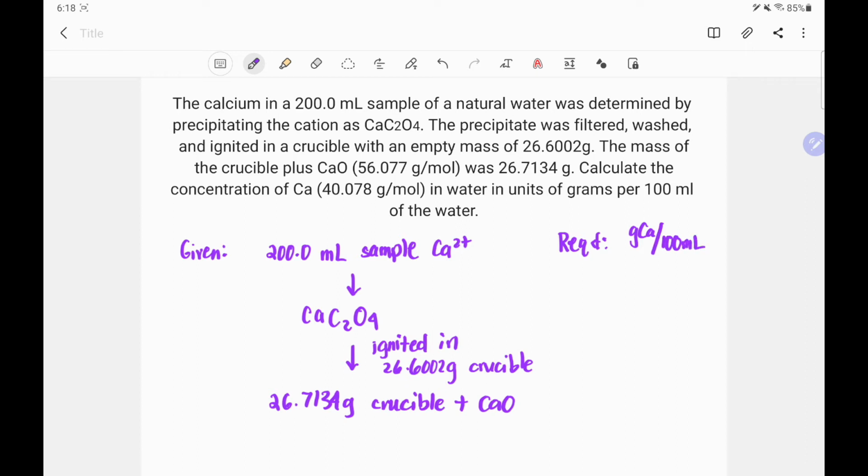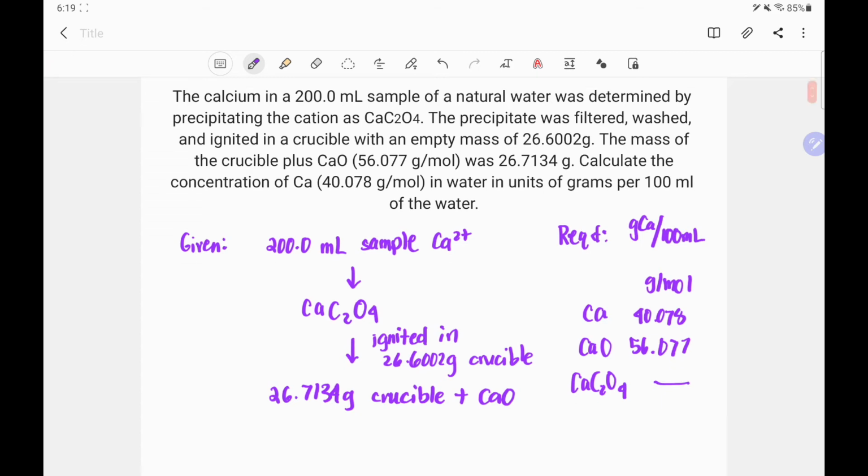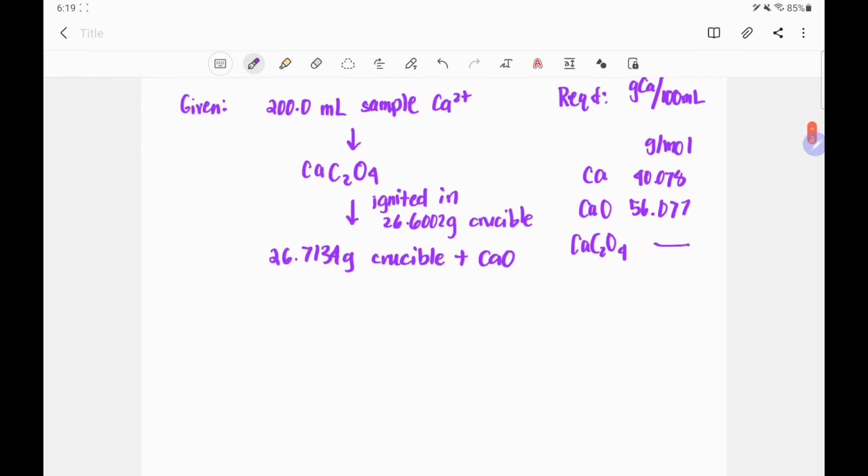Let me write down the molar masses so that it would be easier later. Calcium is 40.078, calcium oxide 56.077, and calcium oxalate is not required. Alright.